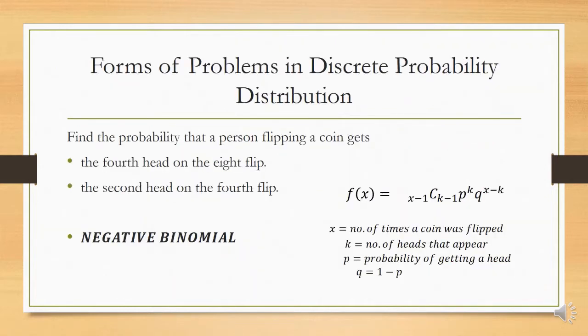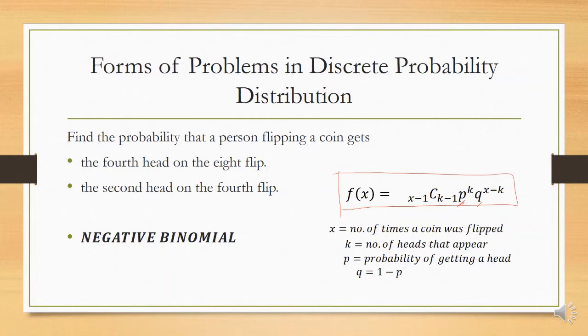The next one is the negative binomial. So ito yung ating negative binomial. Fourth head on the 8th flip, second head on the 4th flip. So, ang formula natin ay f of x, okay, x minus 1, combination ng k minus 1, times the p, which is yung success, raised to k, q, the failure, raised to x minus k.